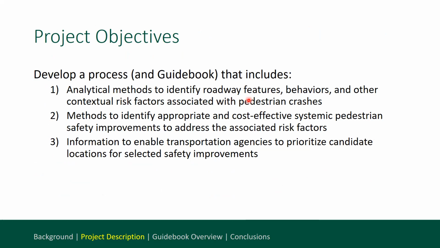It covers analytical methods to identify roadway features, behaviors, and other risk factors associated with pedestrian crashes, and then identifies appropriate and cost-effective systemic pedestrian safety improvements that you can implement on a system-wide basis, and then information to enable transportation agencies to prioritize candidates for selected safety improvements. So the guidebook they developed as part of this project provides that information.